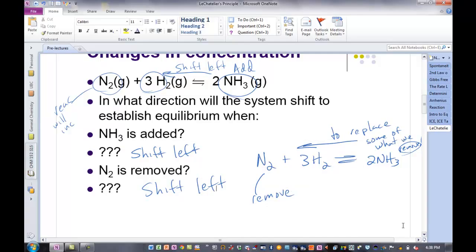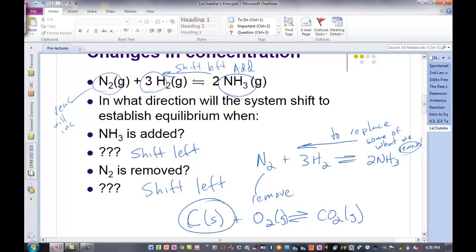Now, if you do have a reaction that has a solid in it, and I think one of the Sapling questions has one of these, okay? So say you had something like this. We've talked about in class that solids do not enter into the equilibrium expression. So if I wrote Kc for this, it would just be CO2 over O2.